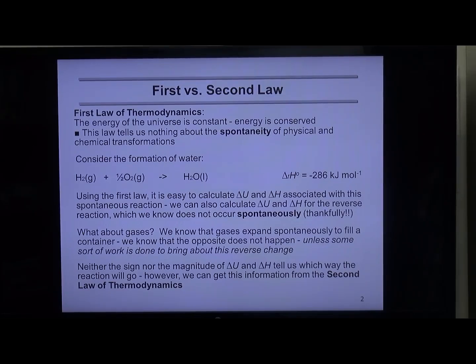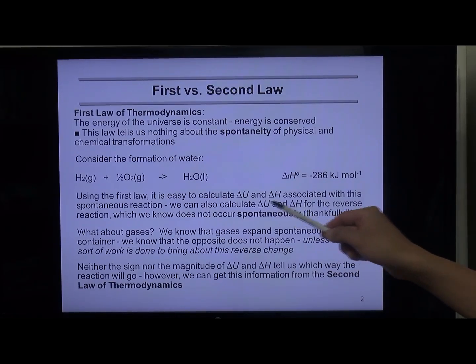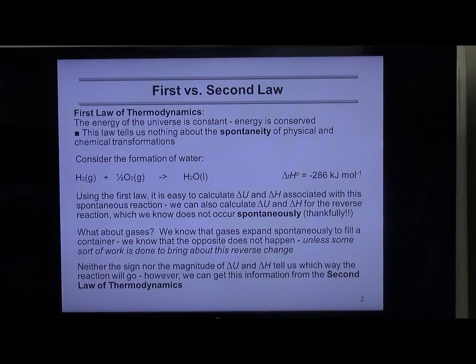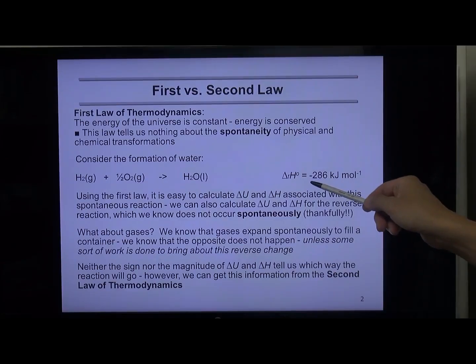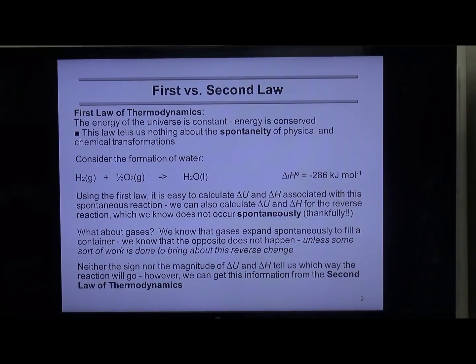Let's see some examples of why we cannot determine the spontaneity of a reaction based on delta U or delta H. Okay. This reaction is exothermic, with a negative standard reaction enthalpy. And this reaction occurs spontaneously if you supply some amount of activation energy. Okay, so an exothermic reaction is spontaneous.